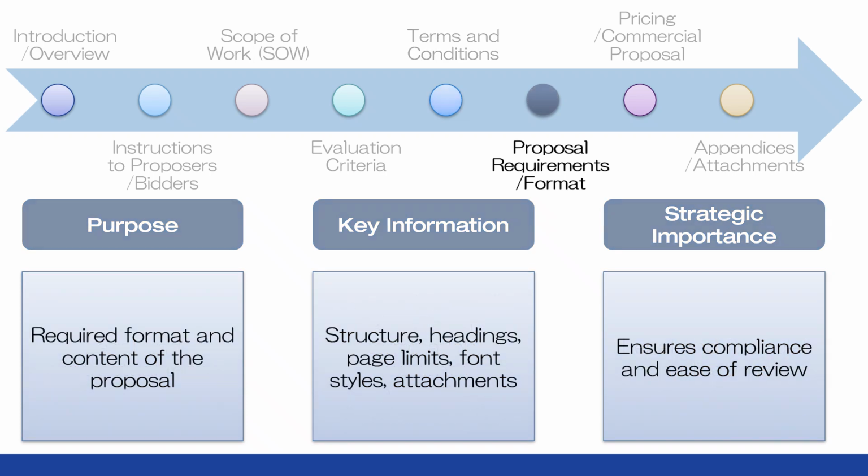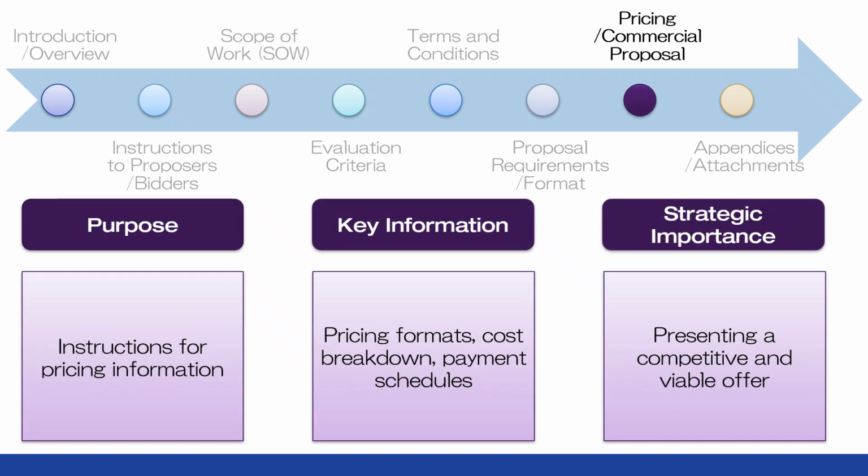Proposal requirements, or format. This is about how your proposal should look. Structure, headings, page limits. They want it a certain way to make it easy for them to read. Follow these guidelines. Pricing, or commercial proposal. How you present your pricing matters. They might want it in a specific format, with a cost breakdown. This is where you show them the value for their money.